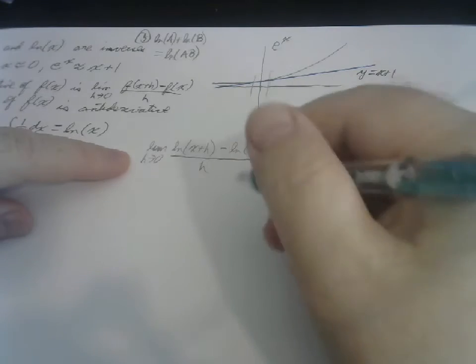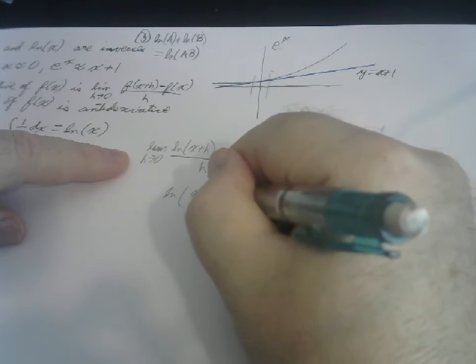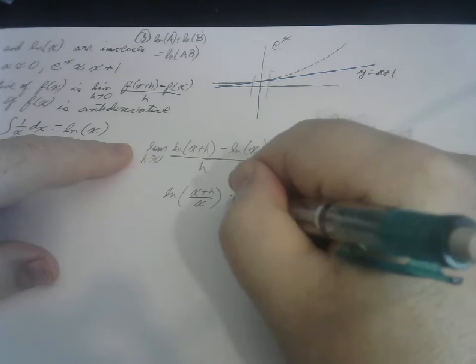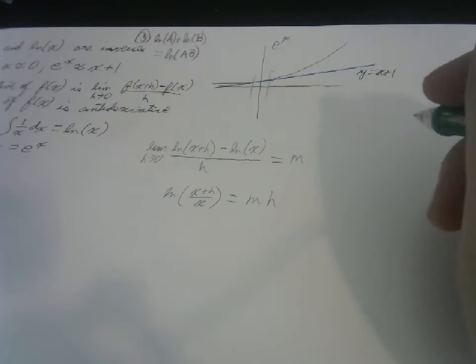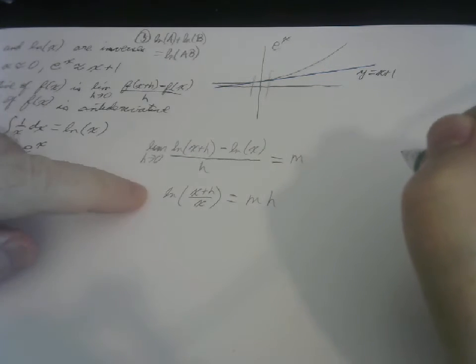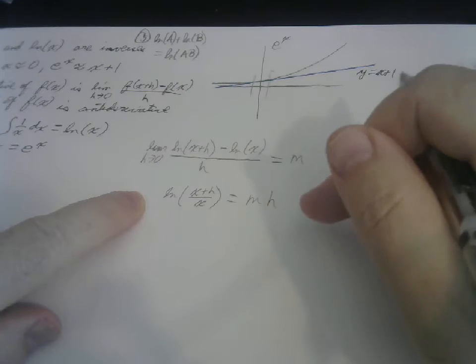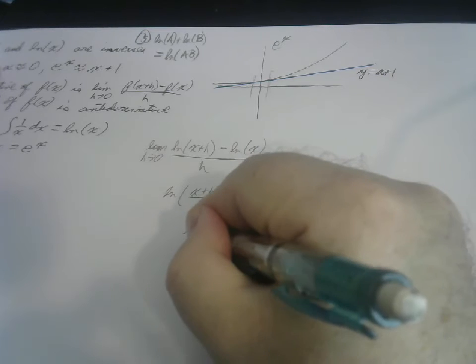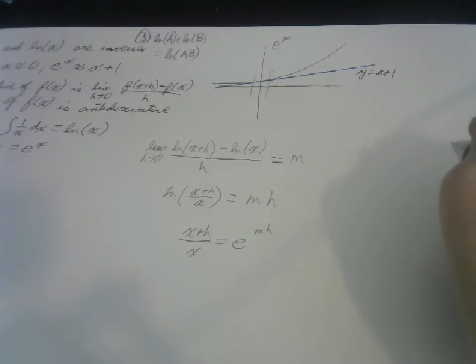So when I do that, it will be natural log of x plus h divided by x. And I'm just going to say that's all equal to m times h. Then I'm going to use the inverse function, which is basically taking e to the power of both sides, using the fact that they're inverses. So x plus h over x equals e to the mh. See that I have taken e to the power of both sides.